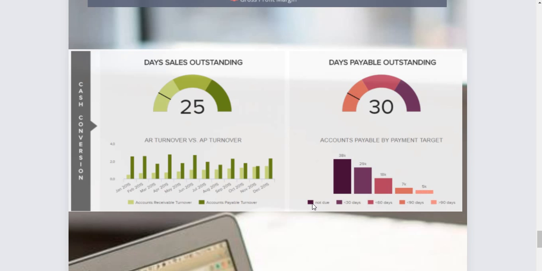The ones that are not due are 38,000. The ones that we have to pay in less than 30 days are 29,000. The ones we have to pay in less than 60 days, 18,000. Less than 90 days, 7,000. And for more than 90 days, 5,000.